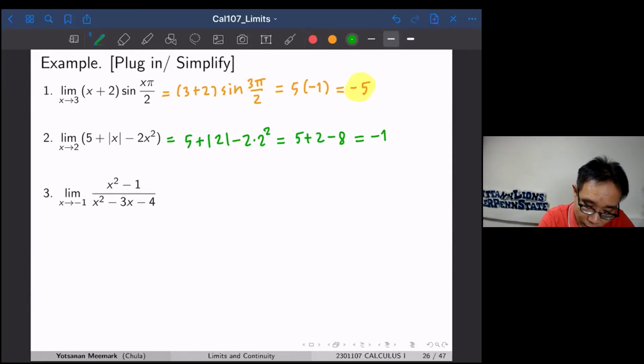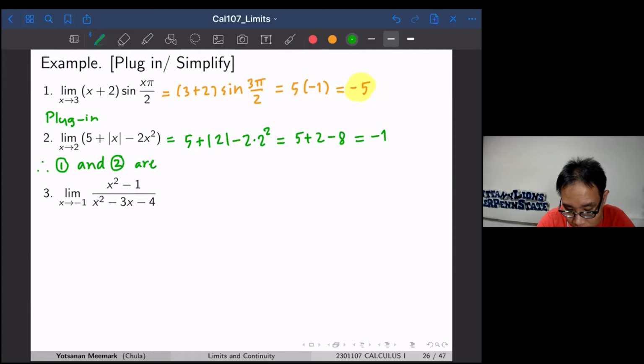So this one is plugging in. And why are we able to plug in? Because number 1 and number 2 are continuous functions. Continuous functions allow you to find the limit by plugging the value of the number in.